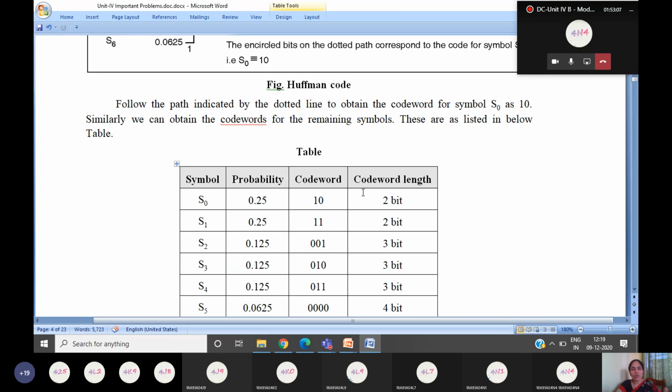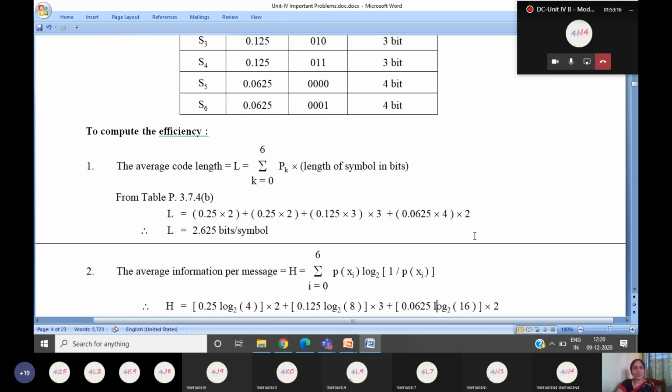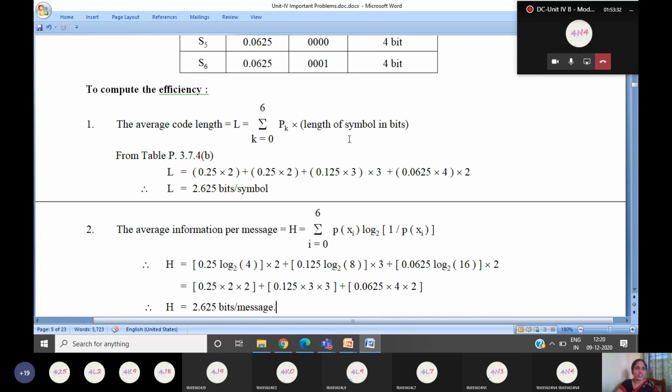So after calculation of all the code words, get the code word length based on the number of bits present in the code word. Once you have that, you can easily calculate the efficiency. So the average code word length L is summation k equal to 0 to 6 of p suffix k into the length of the symbol in bits. Like that you can get the code word length.